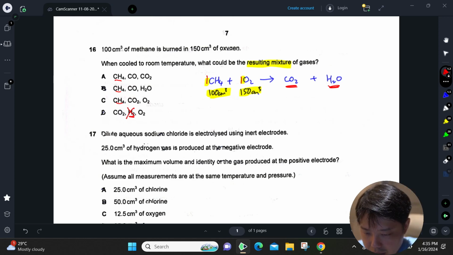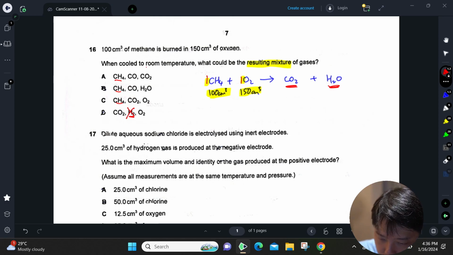So which means that most likely there isn't a complete combustion of the methane. So which means that the answer is either A, B, or C. So let's look at the products in detail.